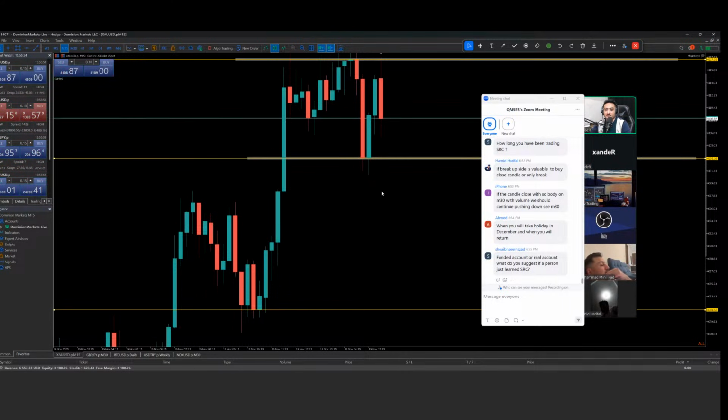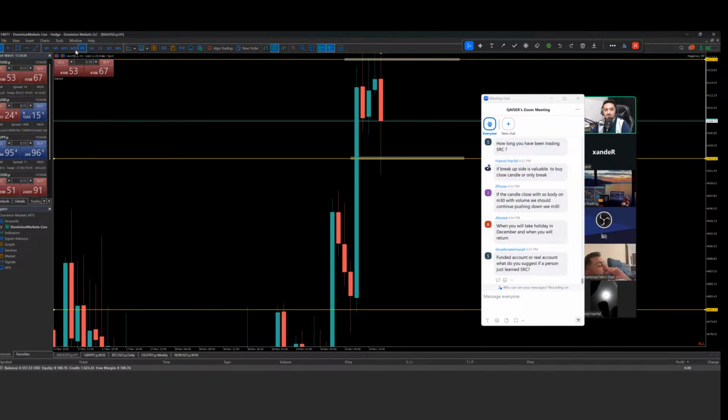If the candle closes with no body on the 30-minute with volume, we should continue pushing down. See M30. Let's see. M30. I'm looking at M30, H1, all time frames right now. Don't worry.